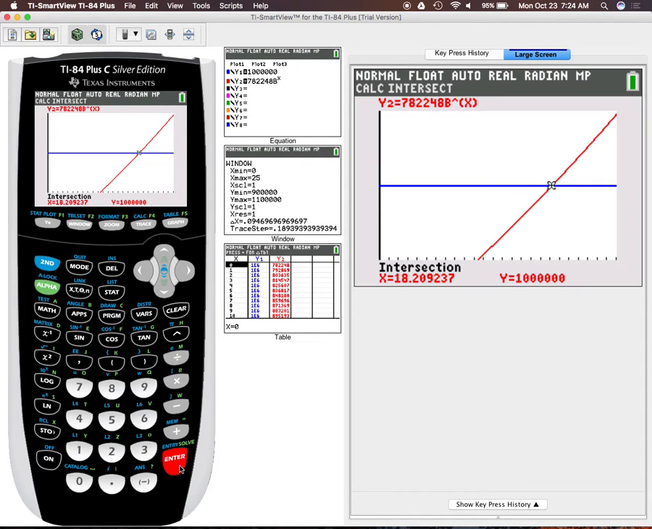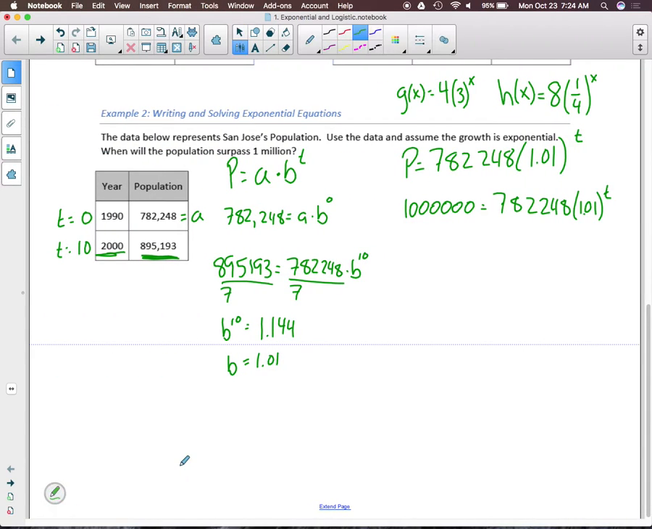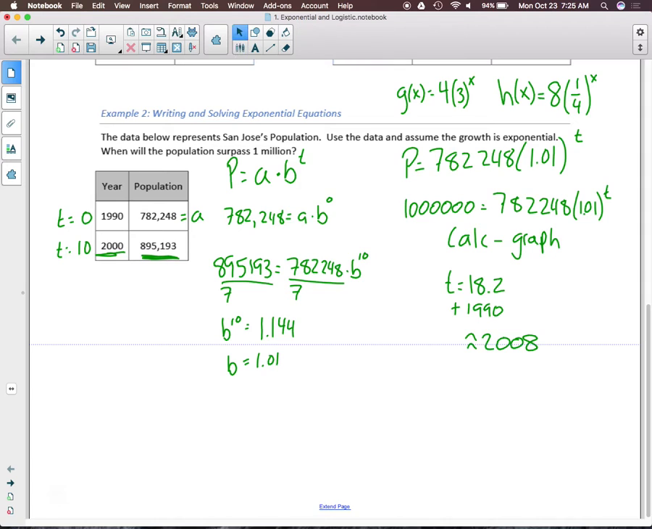All right, I'm going to jump back to our notes over here. Let's get the marker the right size. So I've got calc graph, so I'm showing my work of how I got my answer. And I got that t equals 18 point something, 0.2-ish. Now remember that t is the years since 1990, so I can just add 1990, and that will tell me what year this is, which is approximately 2008. So the population is going to surpass 1 million sometime during 2008.